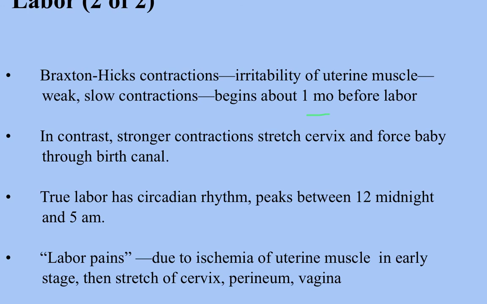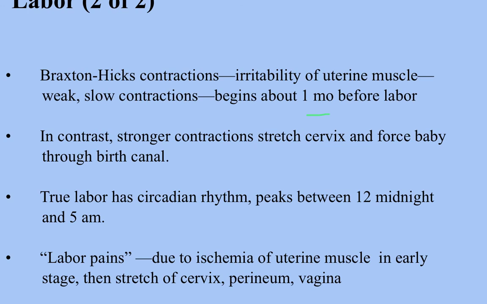But true uterine contractions will stretch the cervix and force the baby through the birthing canal. The way this works is a positive feedback mechanism. As the baby goes down and stretches the cervix, that sends signals to the posterior pituitary to release more oxytocin, which then goes to the uterus, causes smooth muscle contractions, pushes the baby down farther, stretches the cervix more, and sends signals to the hypothalamus or posterior pituitary gland. That continues until the baby and the placenta are actually born.